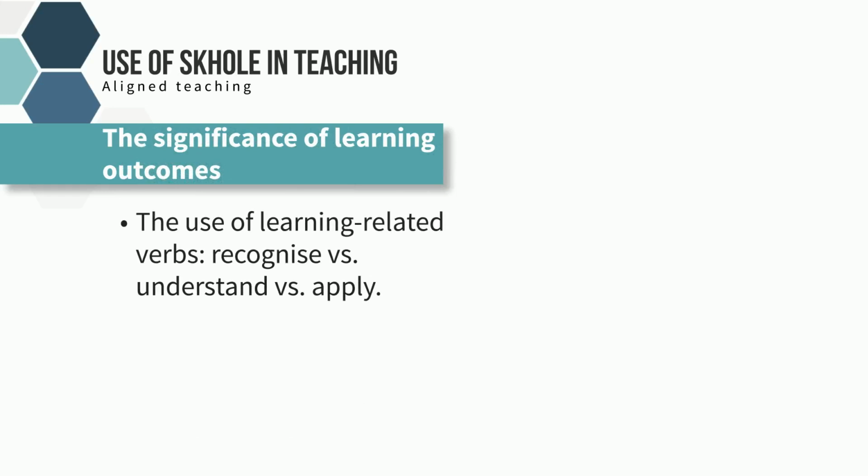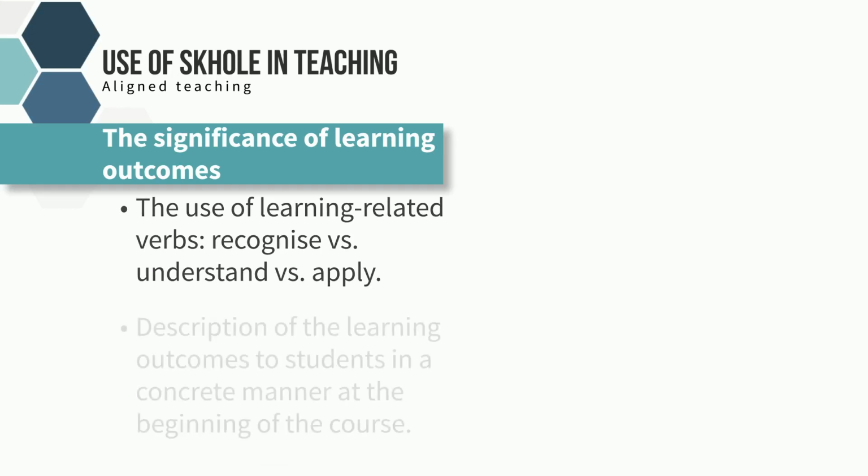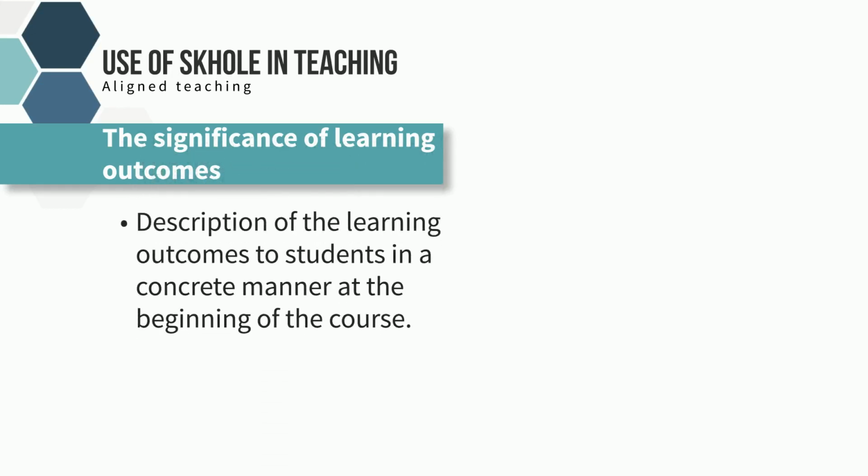For example, the learning outcome: the student recognizes the different parts of cardiac circulation, indicates a different level of skills and knowledge than the student understands the functioning of cardiac circulation. Or, the student can use his or her knowledge of the functioning of cardiac circulation in connection with different illnesses. Learning outcomes should be recorded in a place where students can easily find them. It is also recommended to go through the learning outcomes with the students at the beginning of the course to ensure that students are aware of the outcomes.